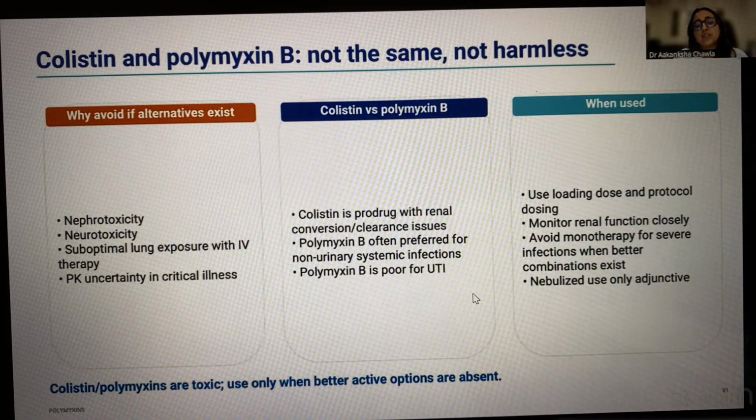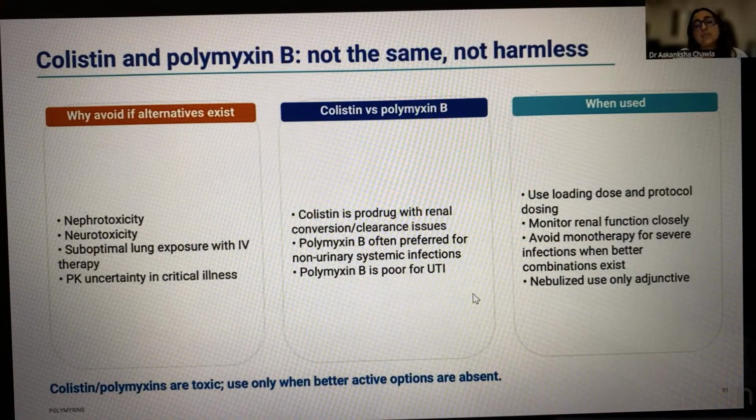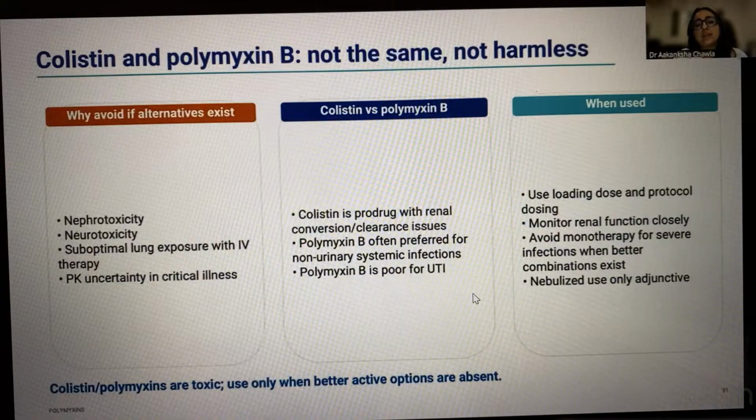When you're giving colistin to a patient with AKI, if you really have to, then you must monitor the renal function closely. Avoid monotherapy for severe infections, especially when better combinations exist. And there is a tendency to use a lot of nebulized colistin for a lot of patients with pneumonias. Alone, as monotherapy, you should not be doing that. They should be used only as adjuncts if really needed.